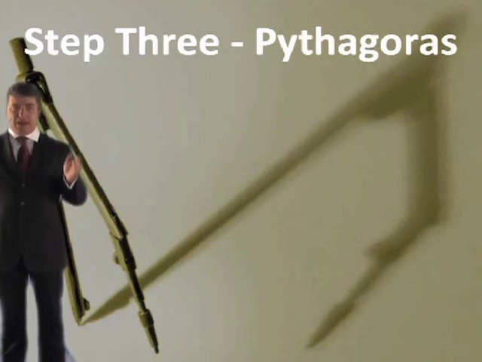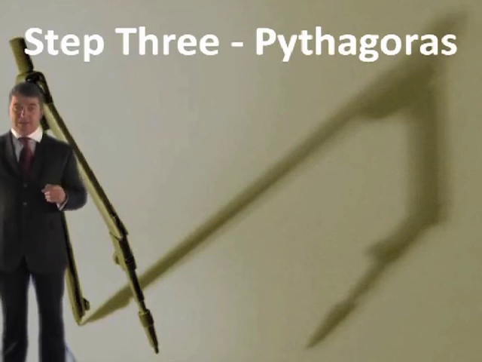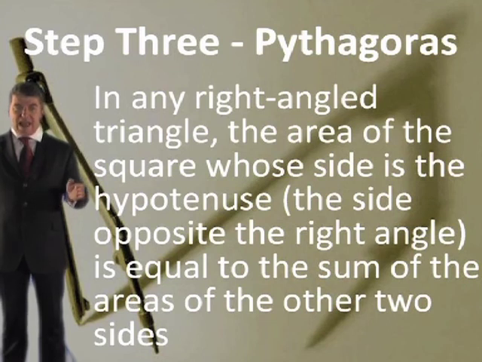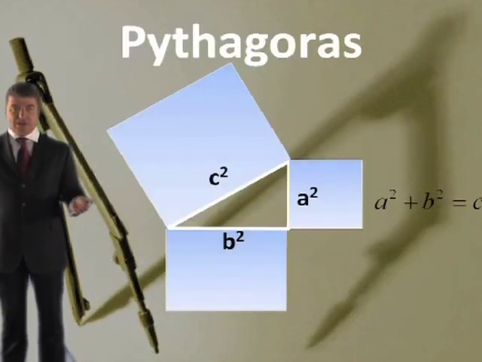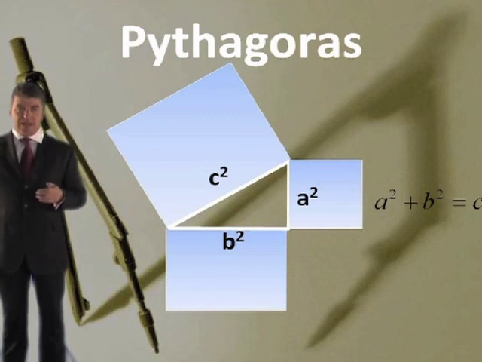Now in mathematics, Pythagoras' theorem is a relationship in geometry among the 3 sides of a right angled triangle. In terms of area, it states that in any right angled triangle, the area of the square whose side is the hypotenuse, which is the side opposite the right angle and the longest one, is equal to the sum of the areas of the squares on the other 2 sides. A squared plus b squared is c squared, where c is always the hypotenuse.